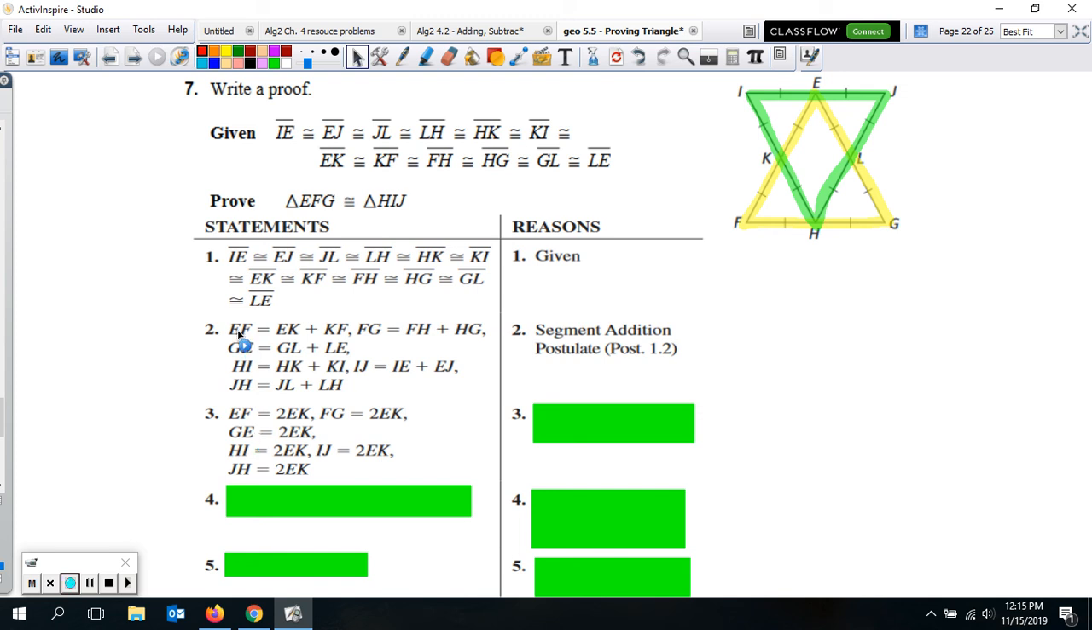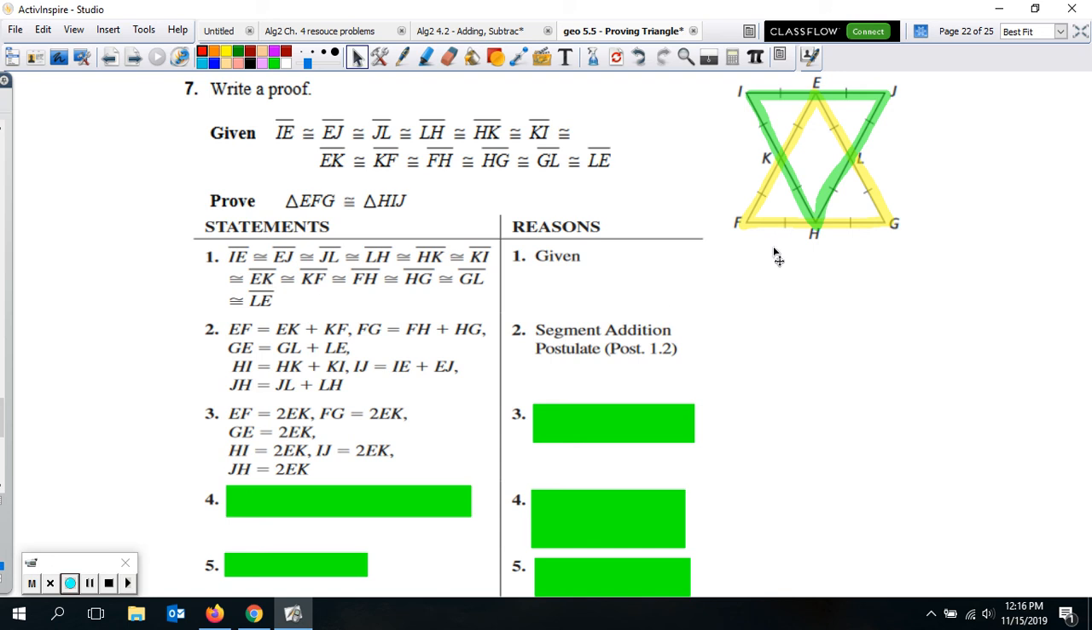So going back here, we got EF is equal to EK plus KF. So right here, EF is equal to 2 times EK. Well, how did we get from this little statement right there to this statement here? So remember back up here that EK and KF, all of these are congruent to each other. So we can actually substitute in EK for KF, and now we have 2 EKs, is equal to 2 EK. We can do the same thing for basically all of them. FG is equal to 2 EK. We can just keep using EK.